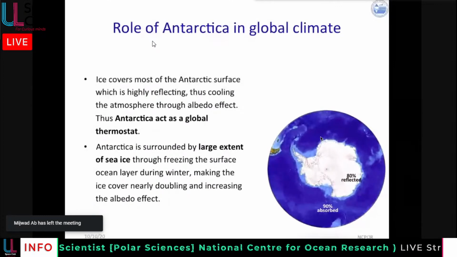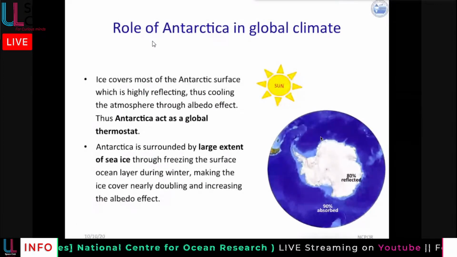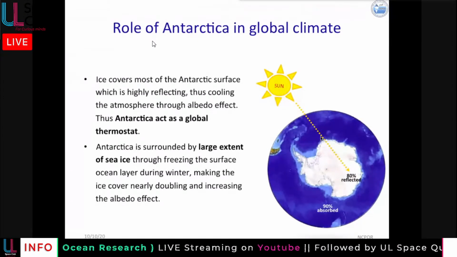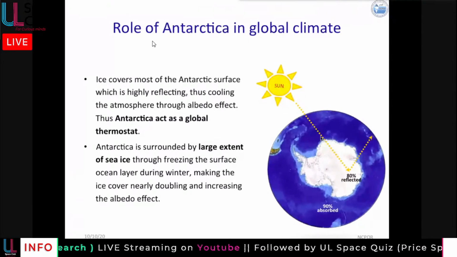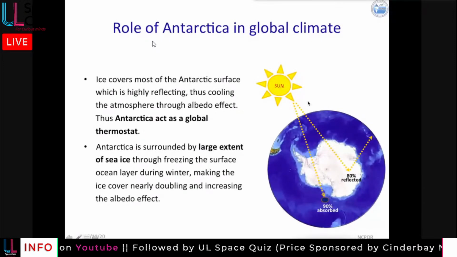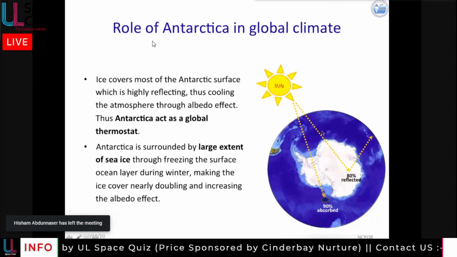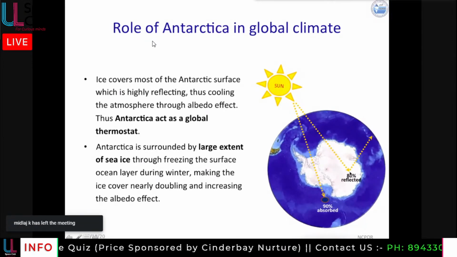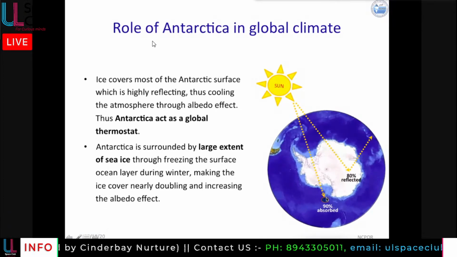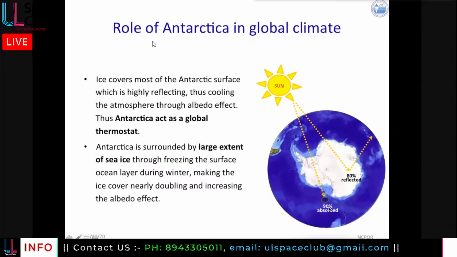What is the role of Antarctica in the global climate system? As we already mentioned, ice covers most of the Antarctic surface, which is highly reflecting, thus cooling the atmosphere through the albedo effect. Thus, Antarctica acts as a global thermostat. This picture tells you about solar radiation, which is the main energy for the Earth. Almost 80% of the solar radiation falling over the Antarctic surface gets reflected back, whereas the same radiation, when it falls over the ocean surrounding it, gets absorbed.